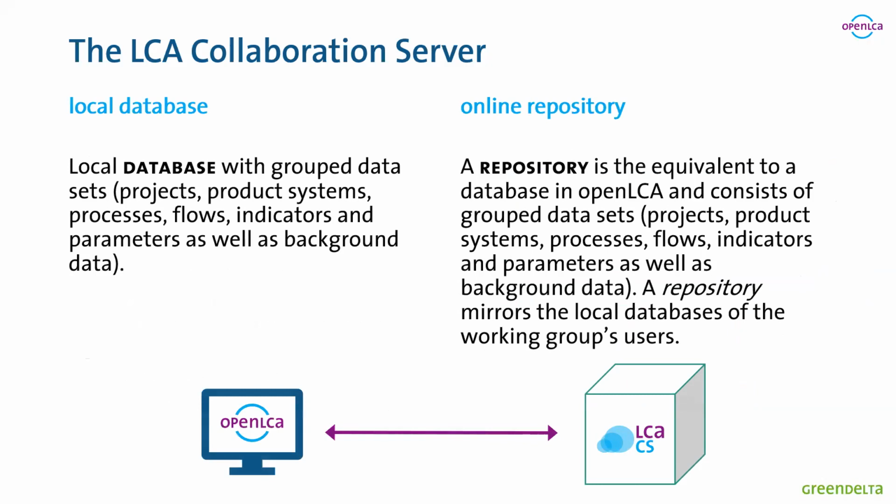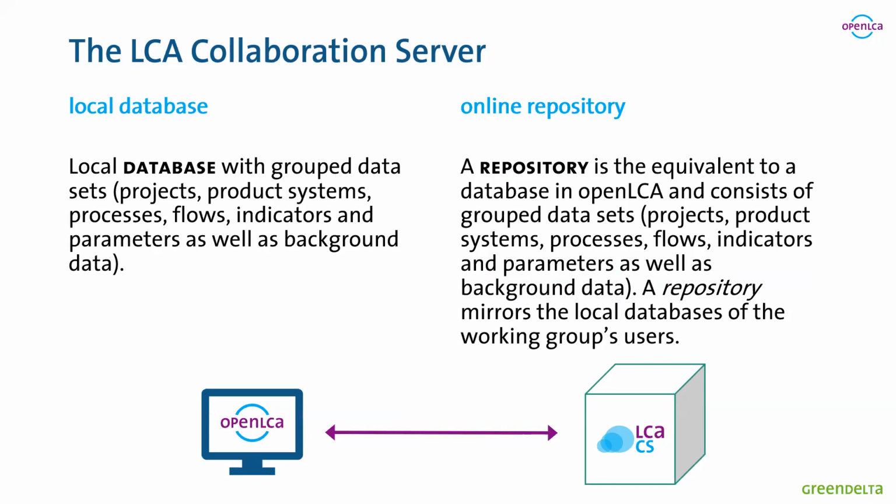Maybe just to get started, we would like to clarify a few key terms which we will use during the webinar, just in order to make sure that you understand what we are demonstrating. The first two important key terms are the local database and the online repository. Everyone who has experience in working with openLCA will be familiar with the term database. So a local database in openLCA is basically a group of data sets, so projects, product systems, processes, flows, indicators and parameters, but also the background data. So all the data that you have in your local database in openLCA.